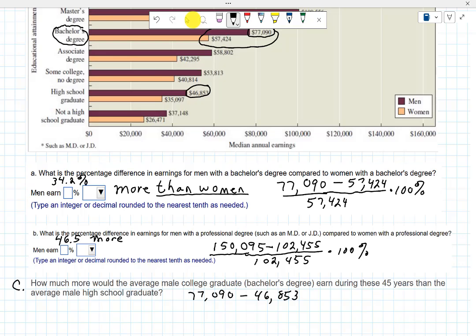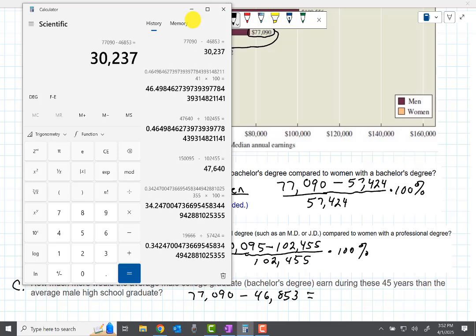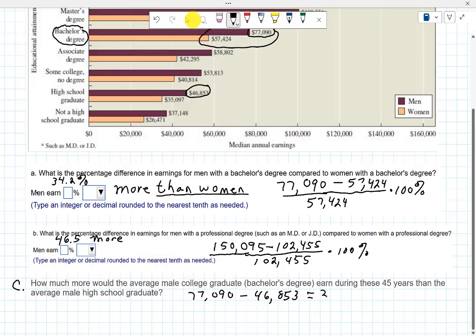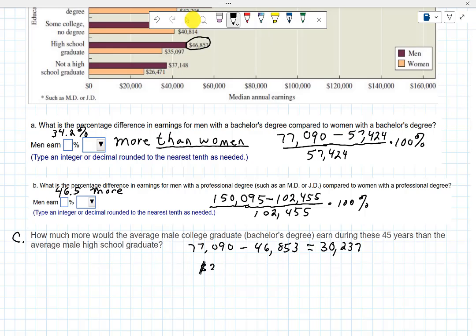Now these are annual salaries. So what this is going to give me is the difference for 1 year. Once I have that, then I'll simply multiply by 45 to get the answer that they're looking for. 77,090 minus 46,853 is 30,237. So that's how many dollars. So we'll take our $30,237, and we'll multiply it by 45 years.